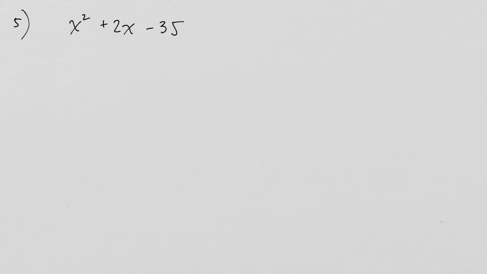All right, here we have a trinomial with no leading coefficient, so that's easy enough. We'll just go to x and x. We're looking for factors of 35 that give us a sum of 2, so that's a positive 7 and a negative 5, and we're done.